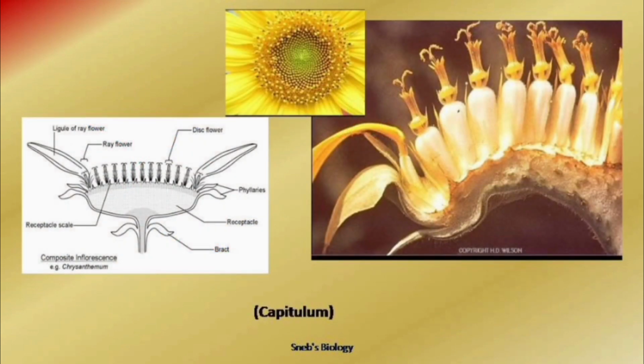In case of capitulum, examples are sunflower, sonchus, etc. In sunflowers, the outer flowers have this big yellow colored structure. These are known as ray florets. And the central flowers, which are on the disc-like axis, are known as disc florets.